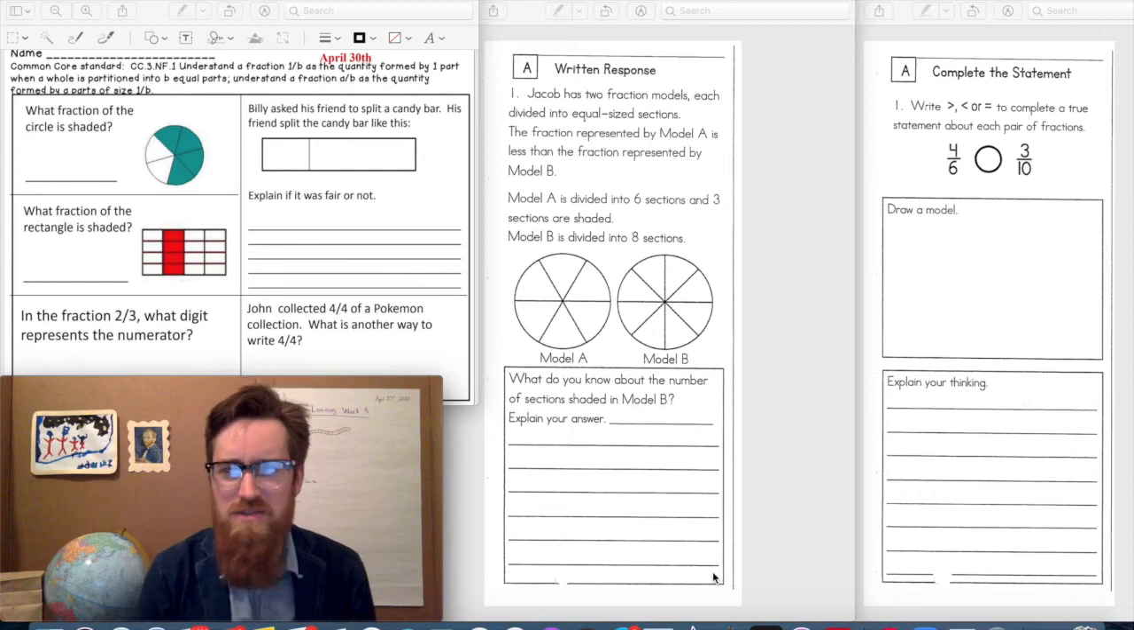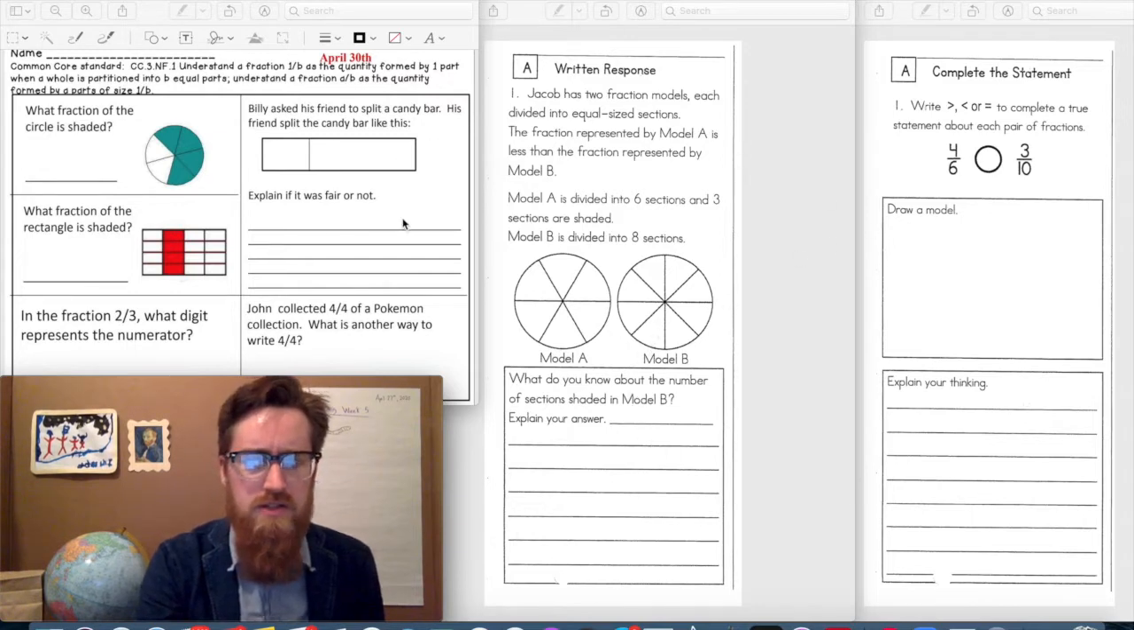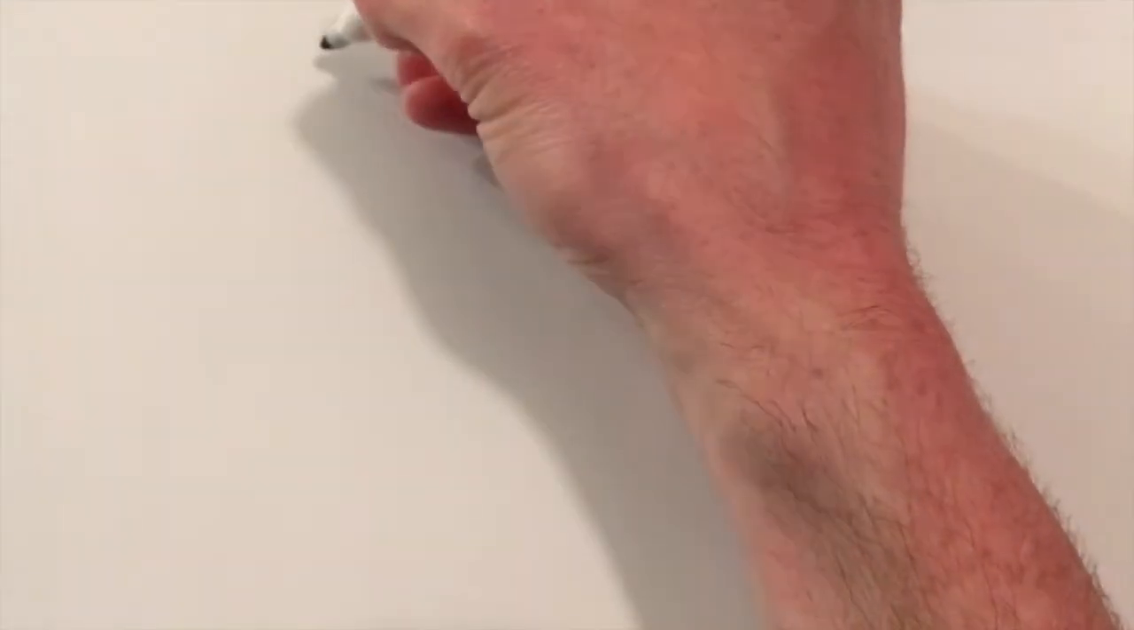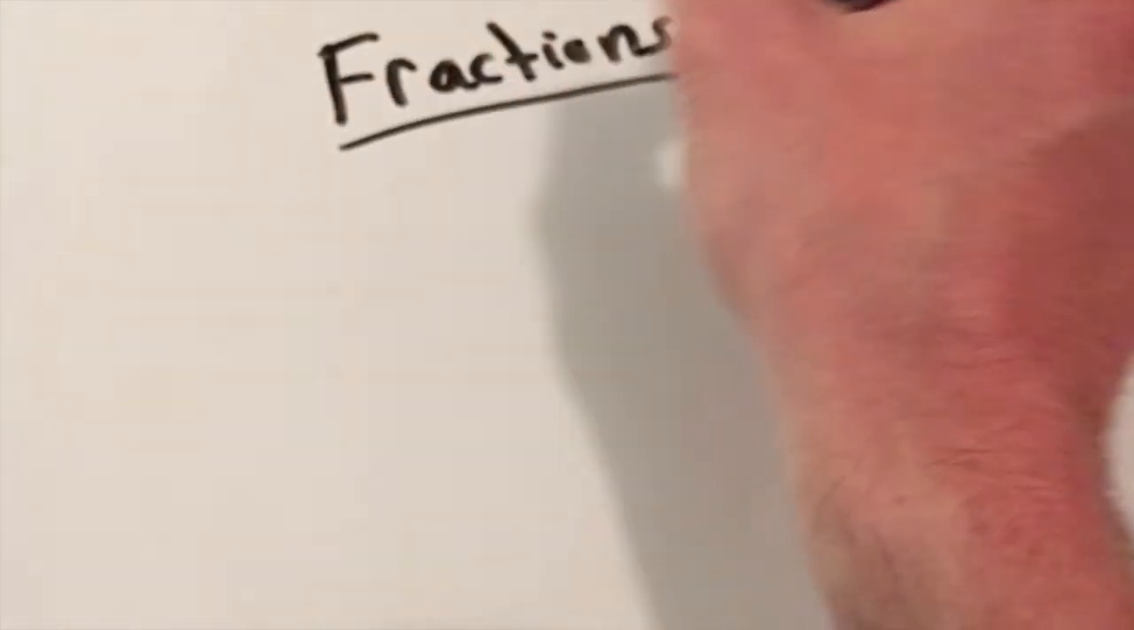Hey guys, since 3rd and 4th grade are both working with fractions this week, and since it's been a while since we've all been in class, I thought it would be useful to just go over fractions and review them. So let's go ahead and do that. When you're talking about fractions, there's a couple important things you want to keep in mind.